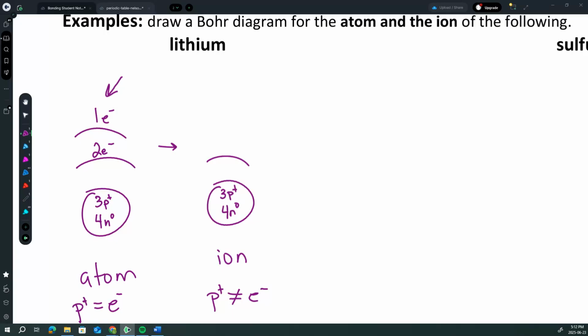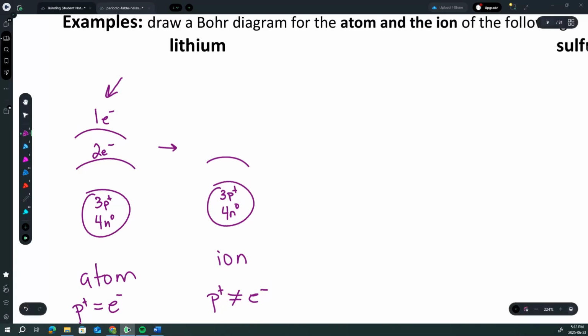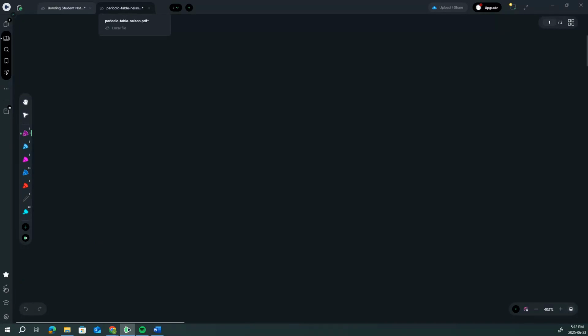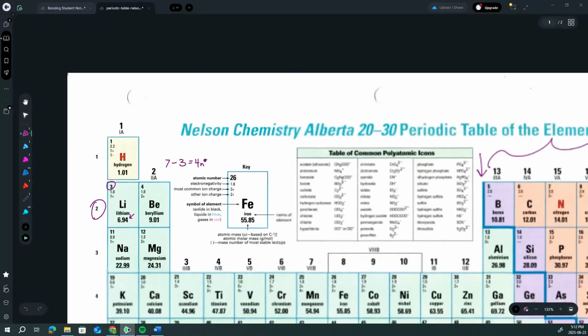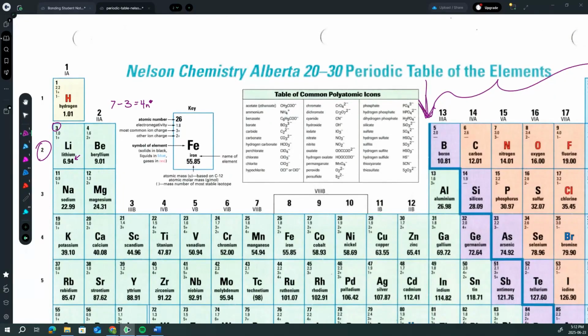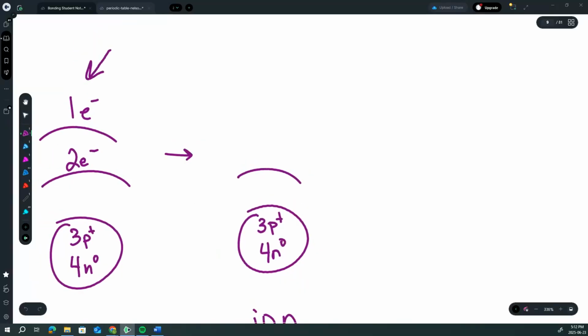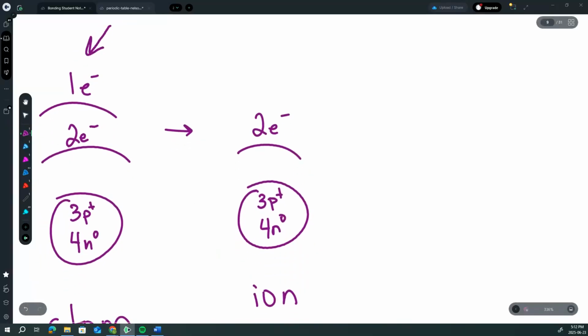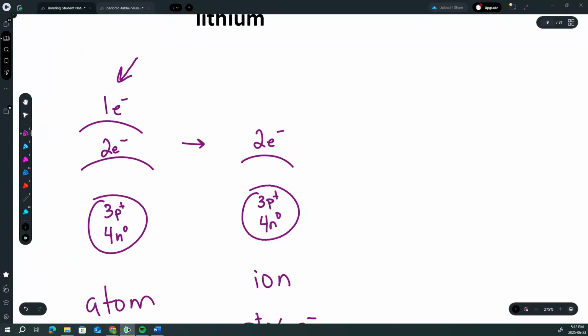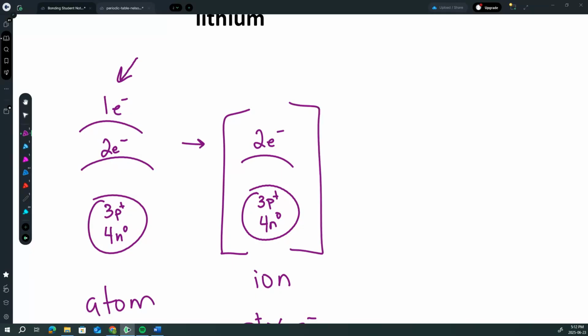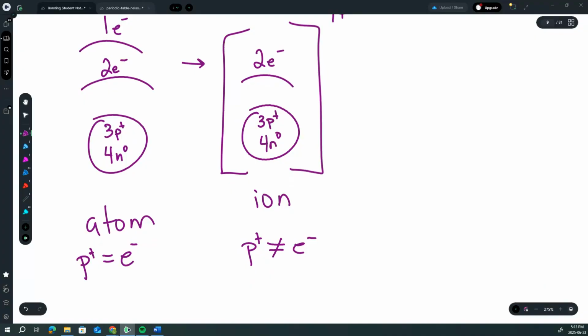How do we know this? It's because lithium is a metal, so it's to the left of the staircase. That's how you know it's a metal. And so what happens is we have our 2 electrons, and since it lost that 1 electron, I'm going to surround this with square brackets and have it as a 1 plus charge because it lost 1 electron.